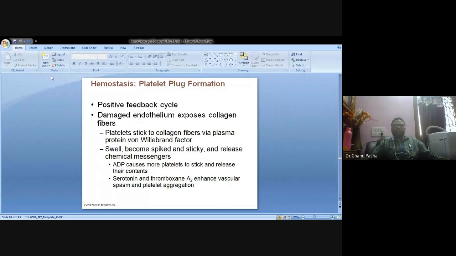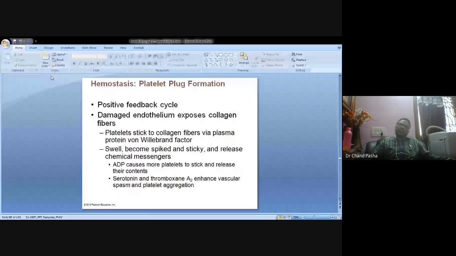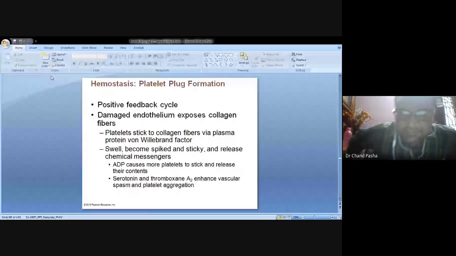Second is platelet plug formation. Here there is a positive feedback cycle. What do you mean by positive feedback cycle? Once vasoconstriction is taking place, as I told you, endothelial cells and platelet cells need to give the signal. The signal is the chemotaxis process, which is on the external side of platelet cells as well as endothelial cells.